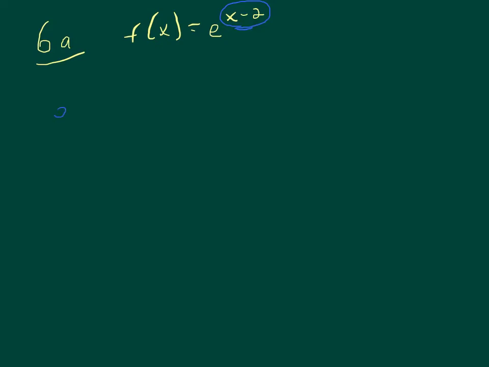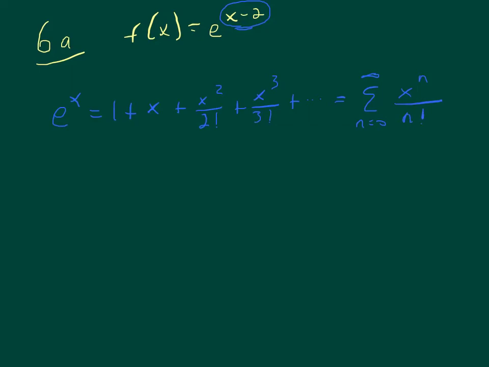We know that the Maclaurin series for e to the x is equal to 1 plus x plus x squared over 2 factorial plus x cubed over 3 factorial, and so on. And that goes on forever. And the general term of this particular series would be x to the n all over n factorial.